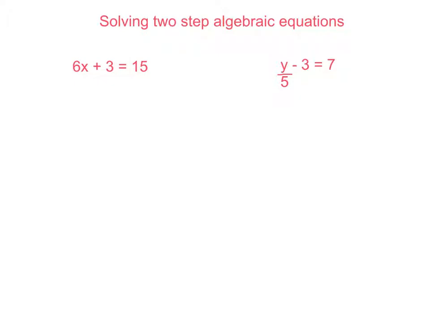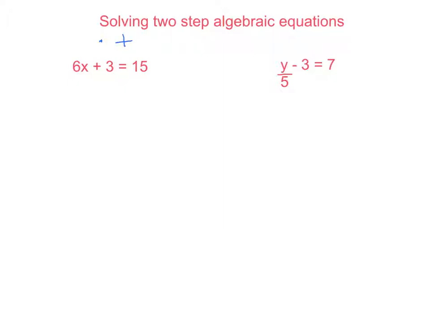Solving two-step algebraic equations means that you have two different operations associated with the x in the equation. In the very first equation I have listed here, 6x plus 3 is equal to 15, I am multiplying, which I'm going to show with a dot because that is an understood way of showing multiplication with algebra, and you also have addition.